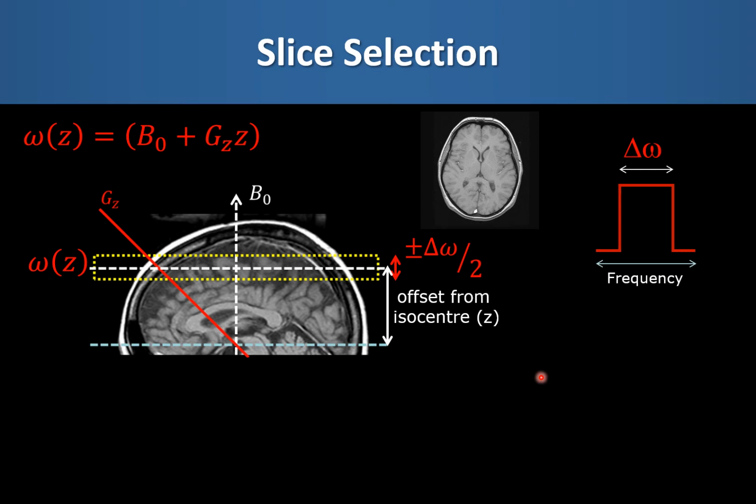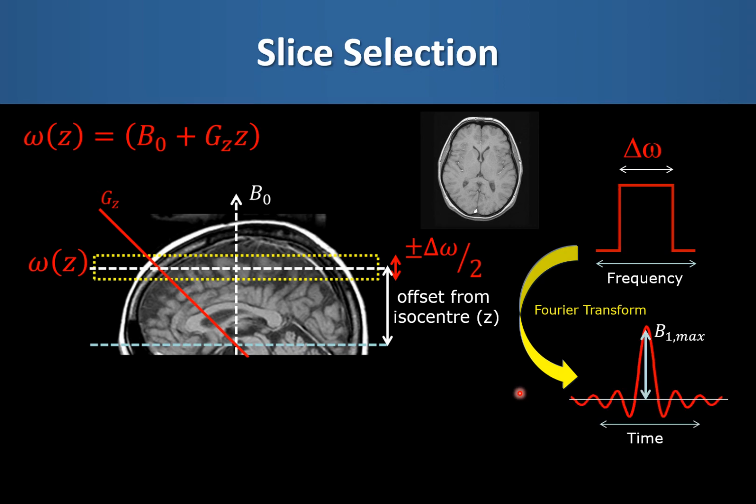However, we need to create our excitation pulse in the time domain. So the conversion from frequency to time is done via the Fourier transformation, and the Fourier transform of a top hat function is a sinc function.